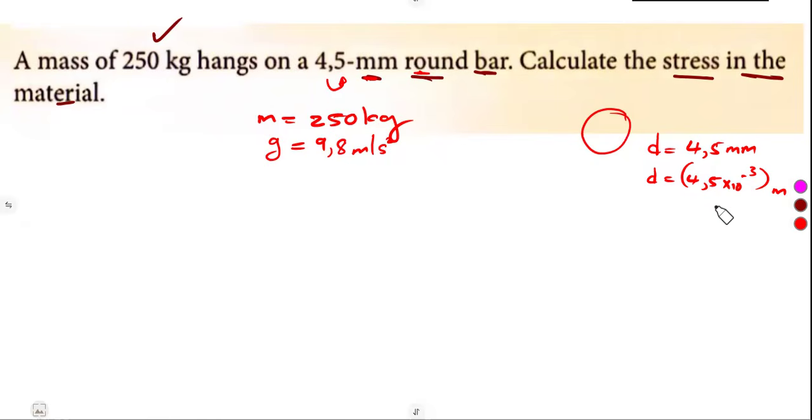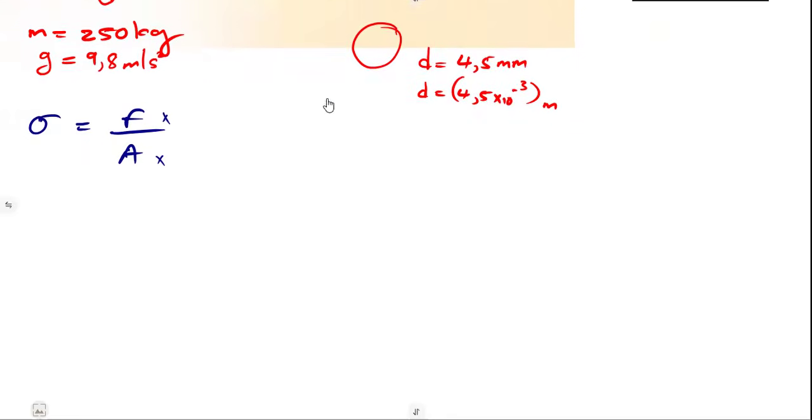The diameter is going to help us calculate the area. Okay, no problem. Here the question was to calculate what? The stress, which is the direct stress, which we said is going to be force over area. We do not have the force, we do not have the area. Force is going to be calculated from the mass and the gravitational acceleration. That is mg. So the mass is 250, our gravitational acceleration is 9.8.